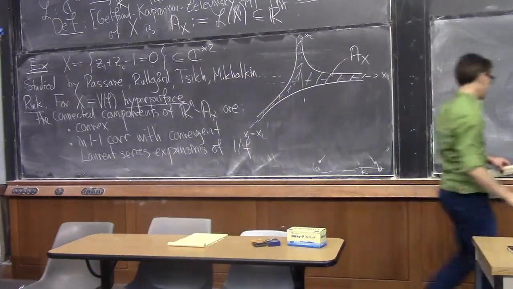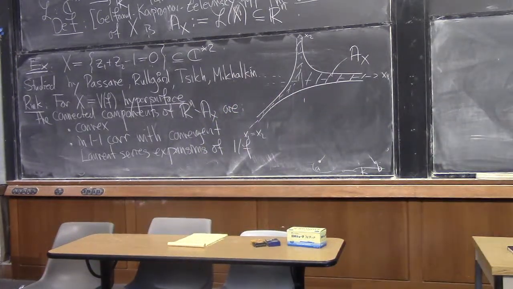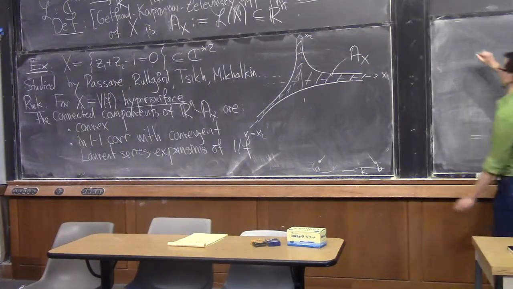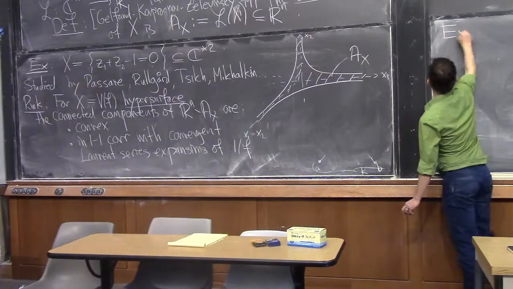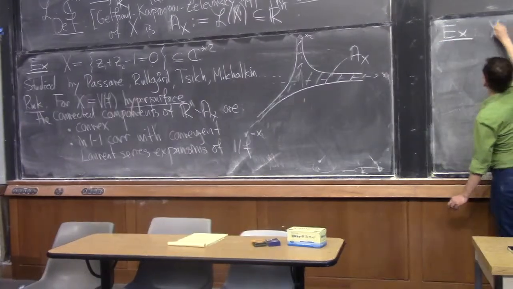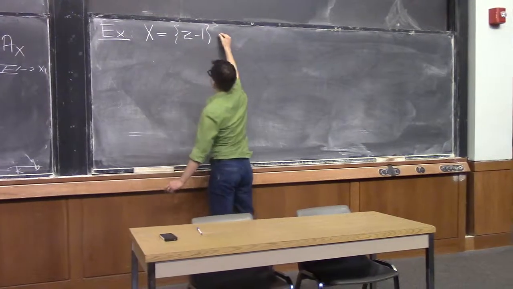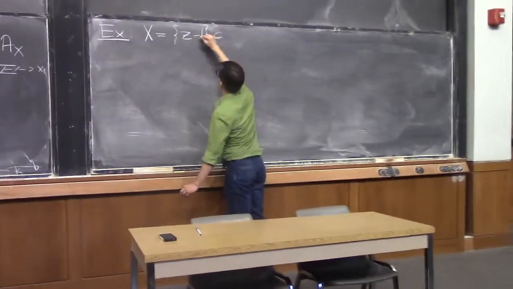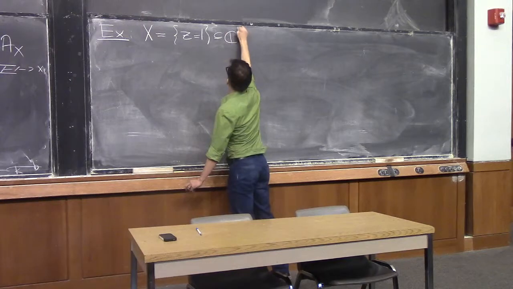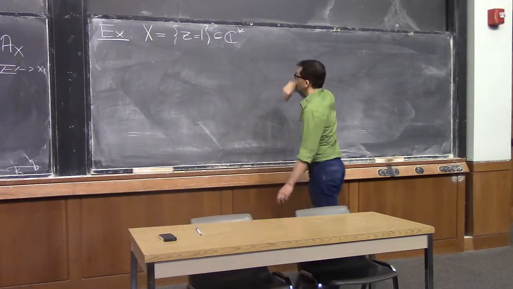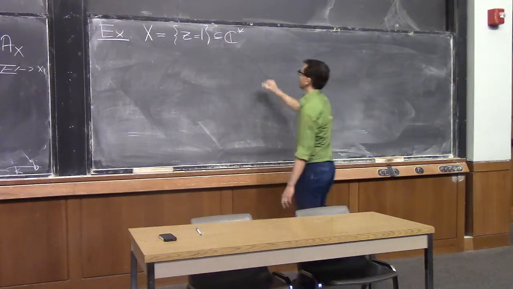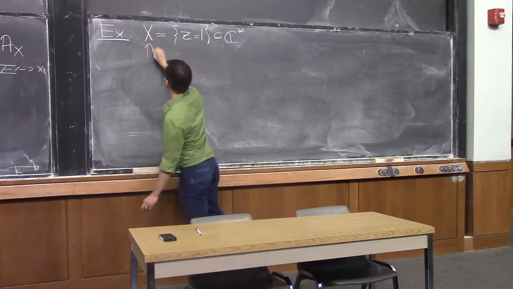So let me not do that in this example. This is the simplest reasonable example, but of course I could do something even simpler. Just take X equal to, say, z minus 1, so z equal to 1 inside C star. Of course, the amoeba is just one point.